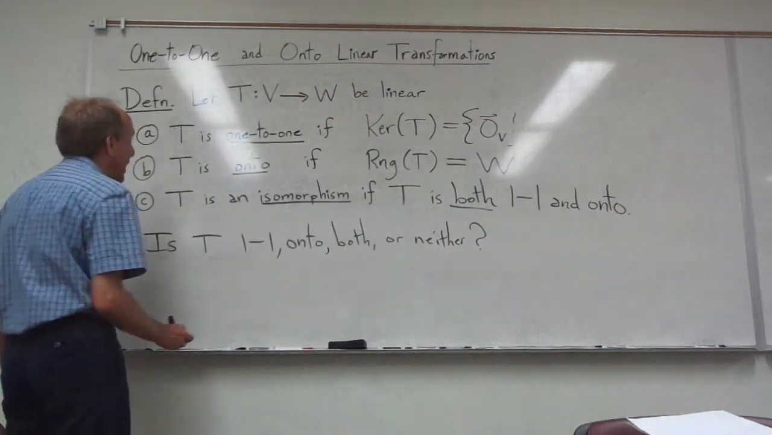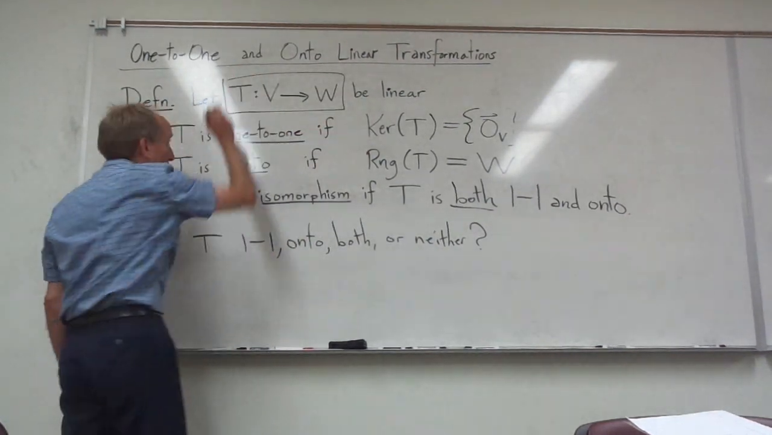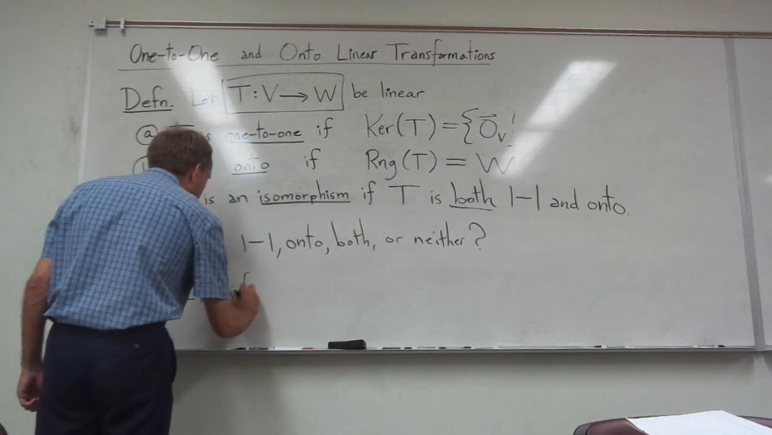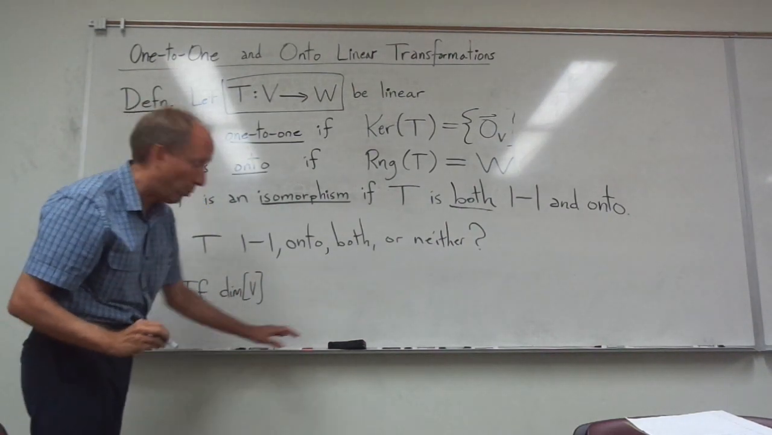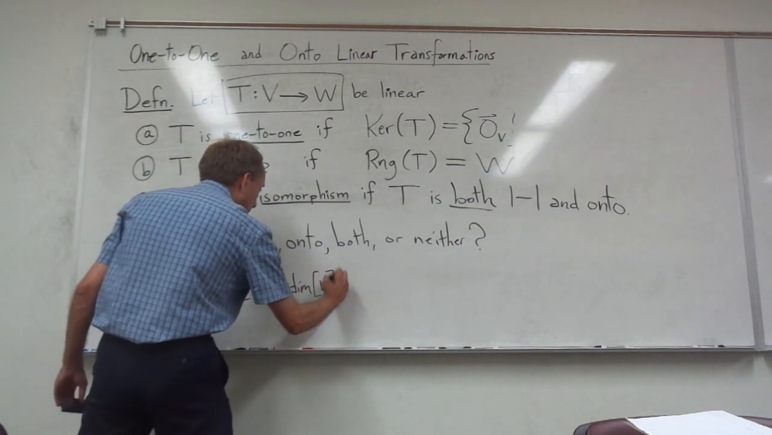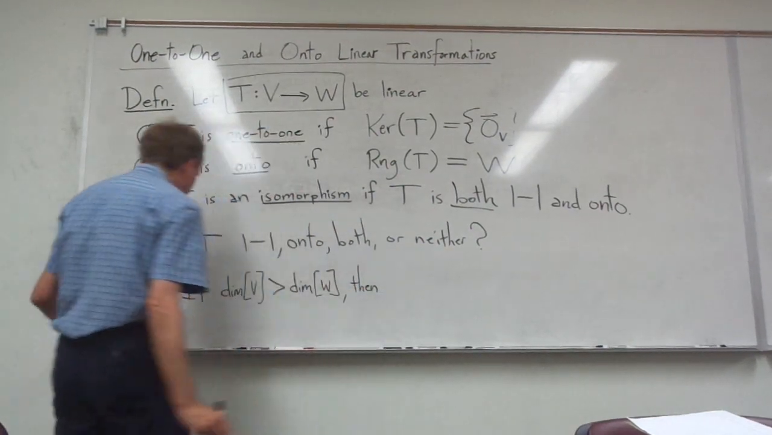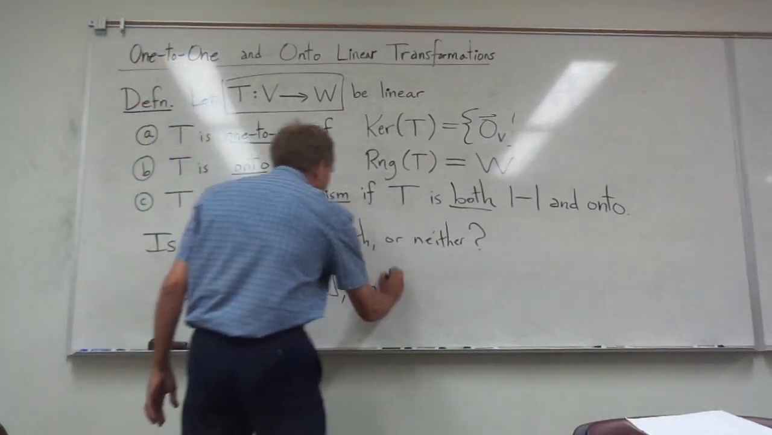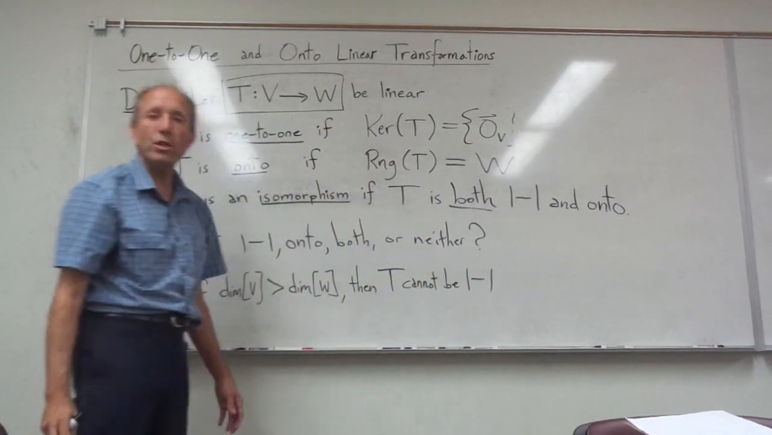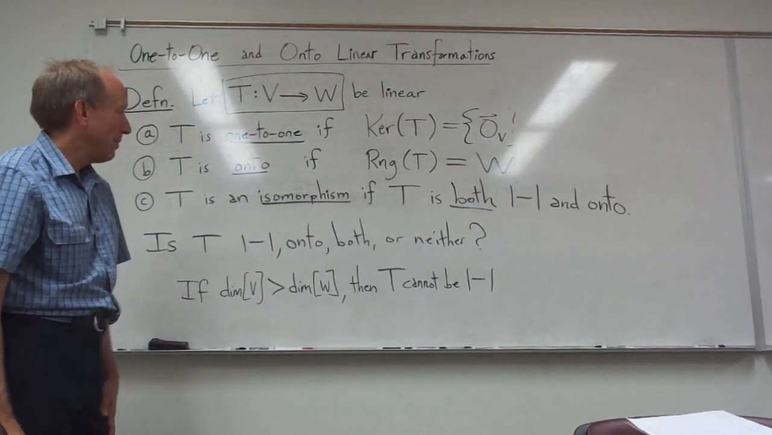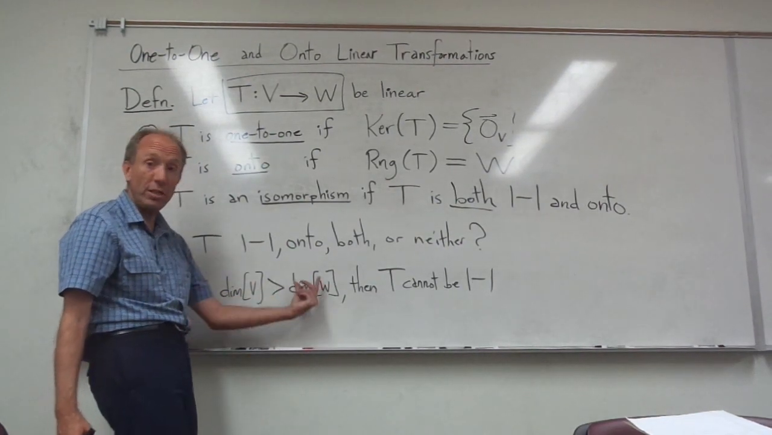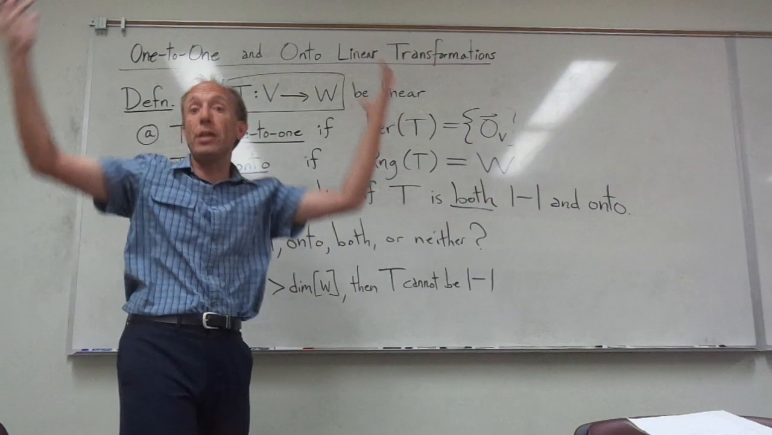Well, here's the thing. So we have T going from V to W. It turns out, guys, that I'm going to give you 3 bullet points here that are really useful. If the dimension of V is larger than the dimension of W, in that case, T cannot be 1-to-1. There's no chance. It kind of makes sense, because the dimension of the range has to be at most the dimension of W. You can't have a range that's bigger than W, right?